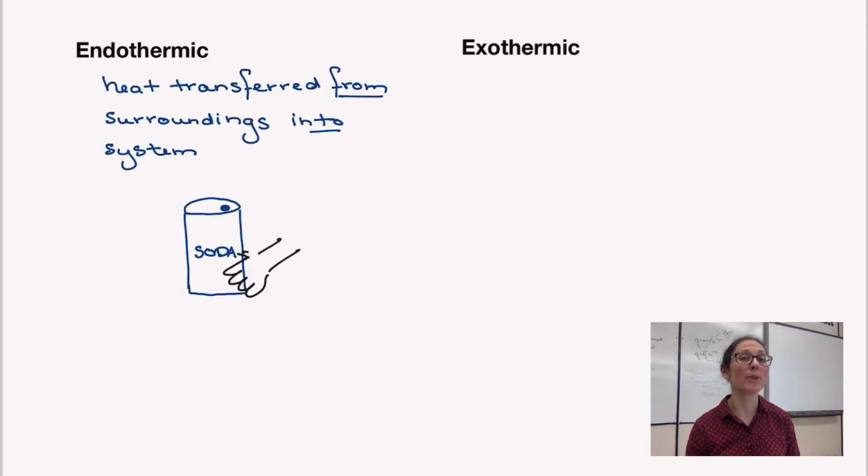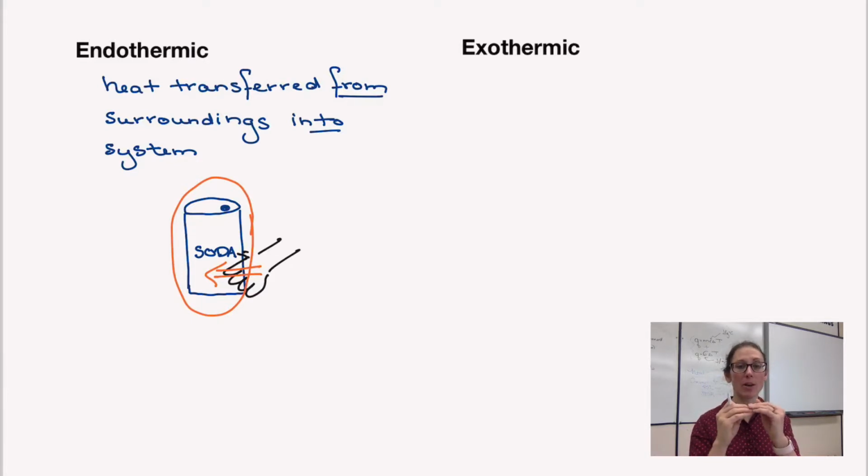So for example, if I have a cold can of soda and I grab it with my hand, energy, heat is transferred from my hand into the soda. And if the soda is the system, then this is an endothermic process because heat is going into the system.